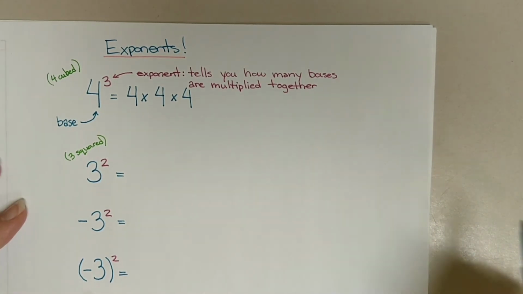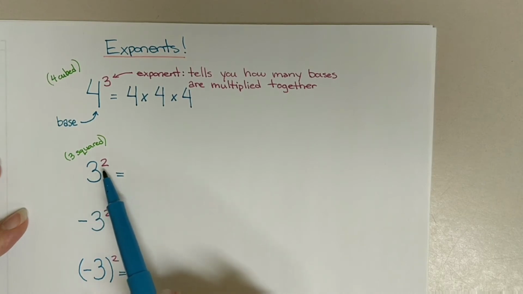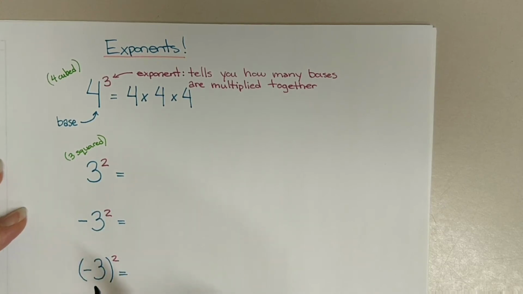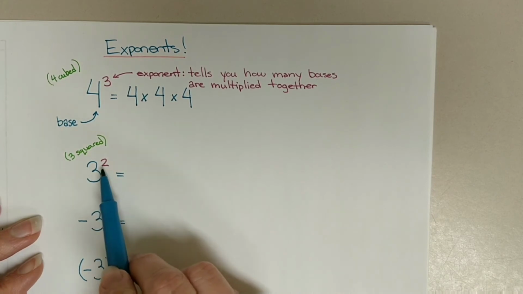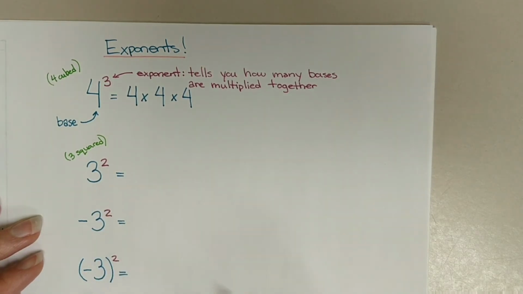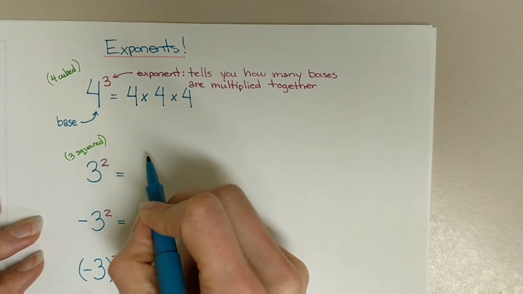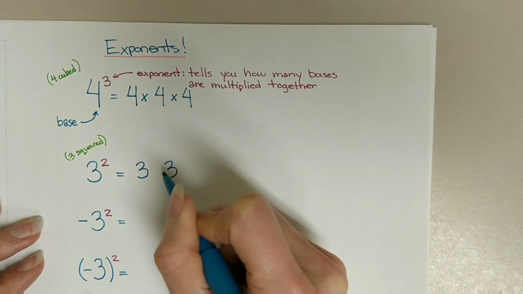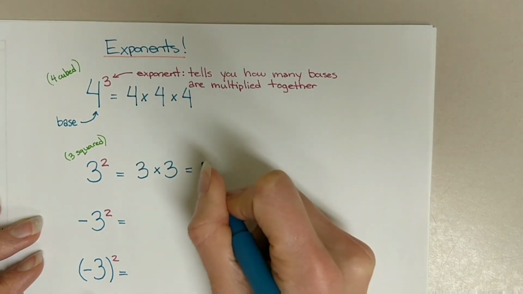For the next one, we've got 3 as our base and 2 as our exponent. So 3 to the power of 2, we can also call that 3 squared. Since our exponent is 2, that tells us we're going to write our base twice. We're multiplying 2 bases together. So we have 3 and 3, we multiply them together, and we would have 9.